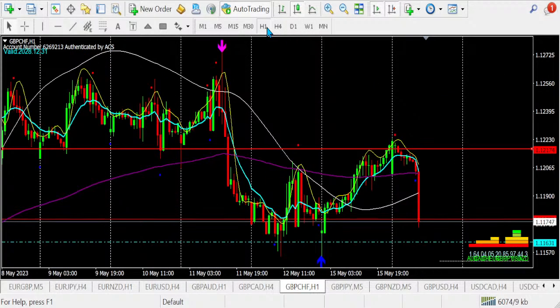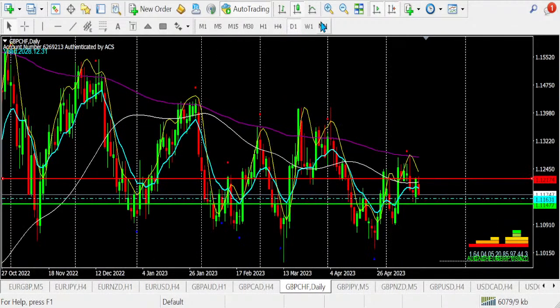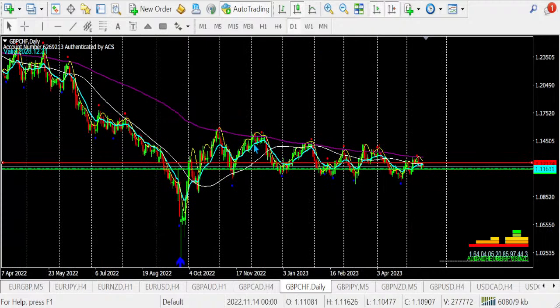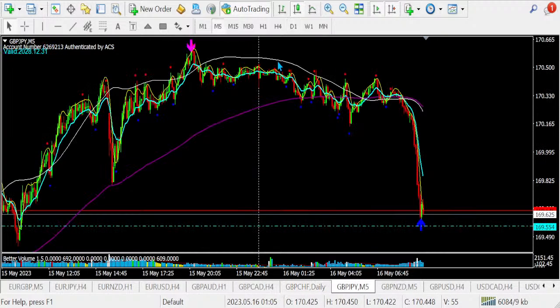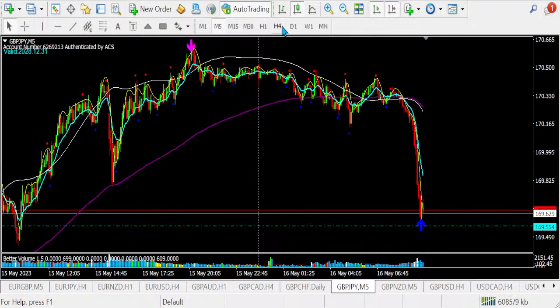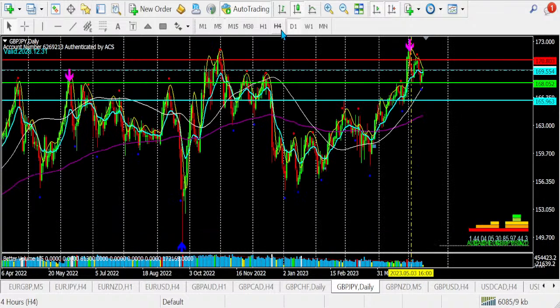Once again, for me, usually when I see things like this, I'm not very keen until it breaks out of this zone. Then I will be very comfortable in trading. If not, then better not to. All right, for Pound Yen. Pound Yen over here.